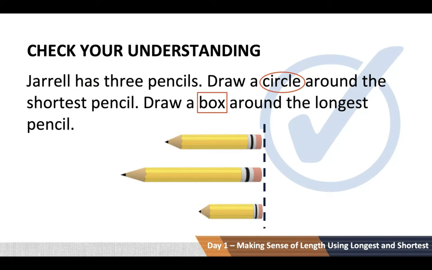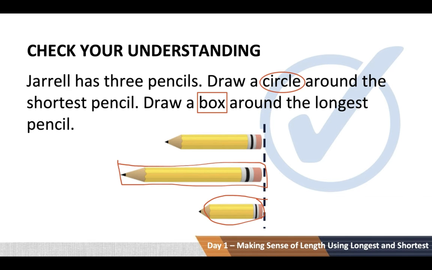Now it's time to check your understanding. Jarrell has 3 pencils. Draw a circle around the shortest pencil. Draw a box around the longest pencil. I'll give you a moment to think about that. All right, if you said this was the shortest pencil, then you are correct. If you said this is the longest pencil and you drew a box around this one, then you are correct.